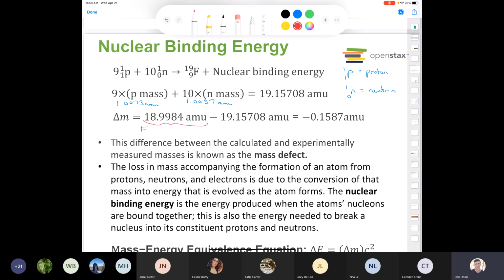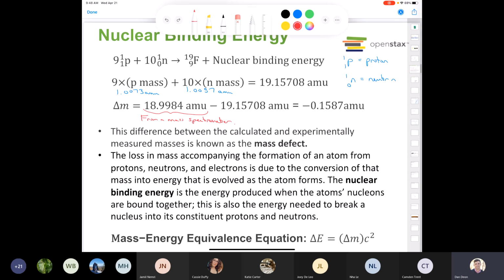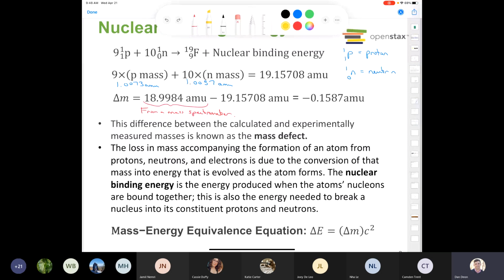Well, what happens is, if you actually measure the mass of fluorine-19 in a mass spectrometer, so this value comes from a mass spectrometer, which gives you a very accurate mass for whatever you're analyzing, you see the actual mass is 18.9984 AMU, which you can see is lower than what we calculated by 0.1587 AMU. So the difference between the calculated mass and the actual measured mass on the mass spectrometer, we call that the mass defect.